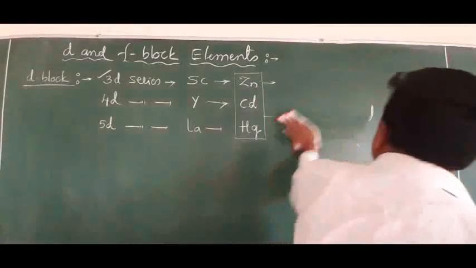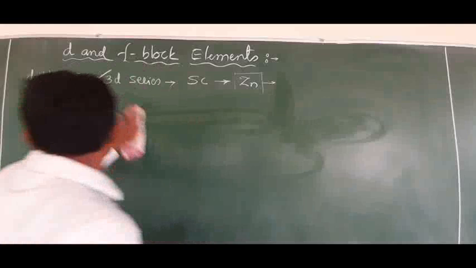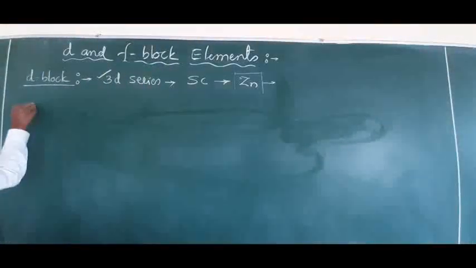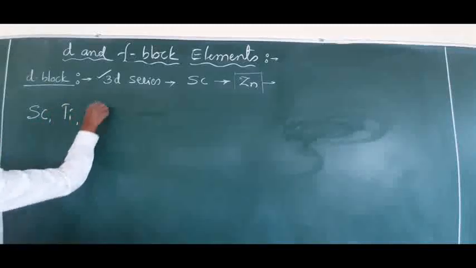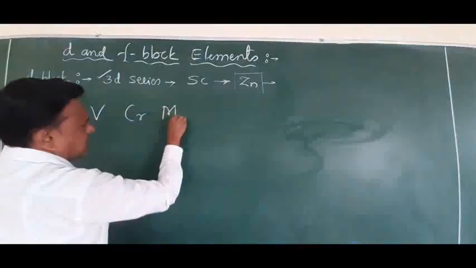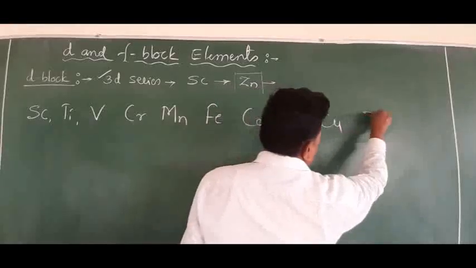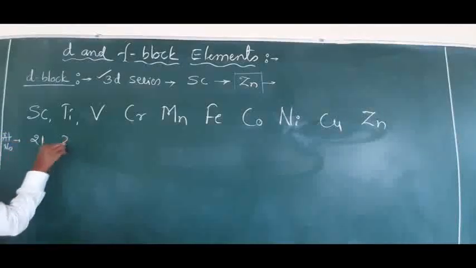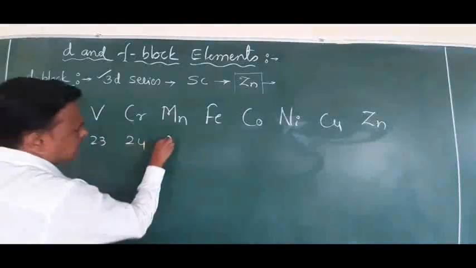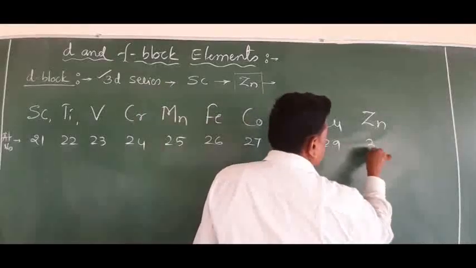Yes, let us start one by one, friends. In the 3D series, as I mentioned in our syllabus, there are totally 10 elements. What are those? Yes, we start with the first one. Scandium, titanium, vanadium, chromium, manganese, iron, cobalt, nickel, copper, and zinc. These are the elements. Atomic number, yes, this is your atomic number. Scandium is 21, 22, 23, 24, 25, 26, 27, 28, 29, 30.